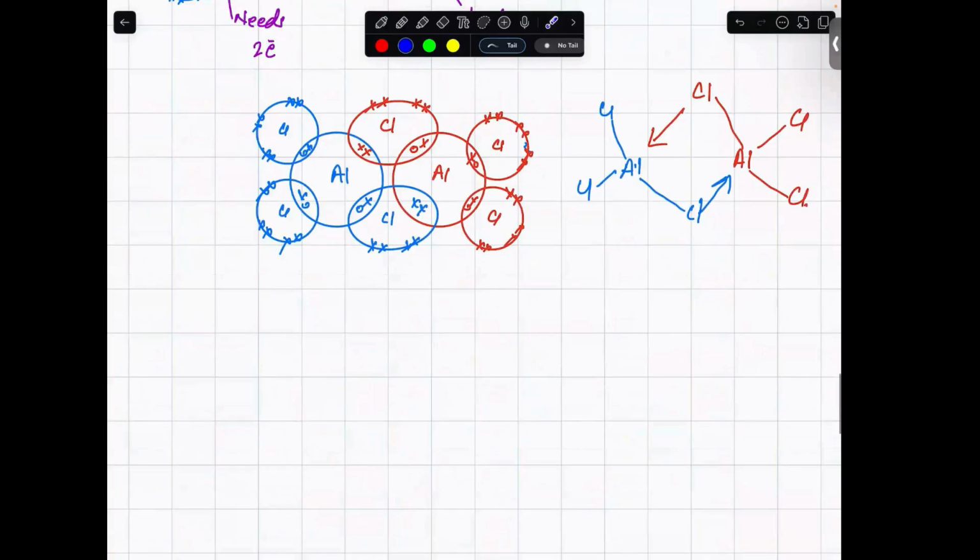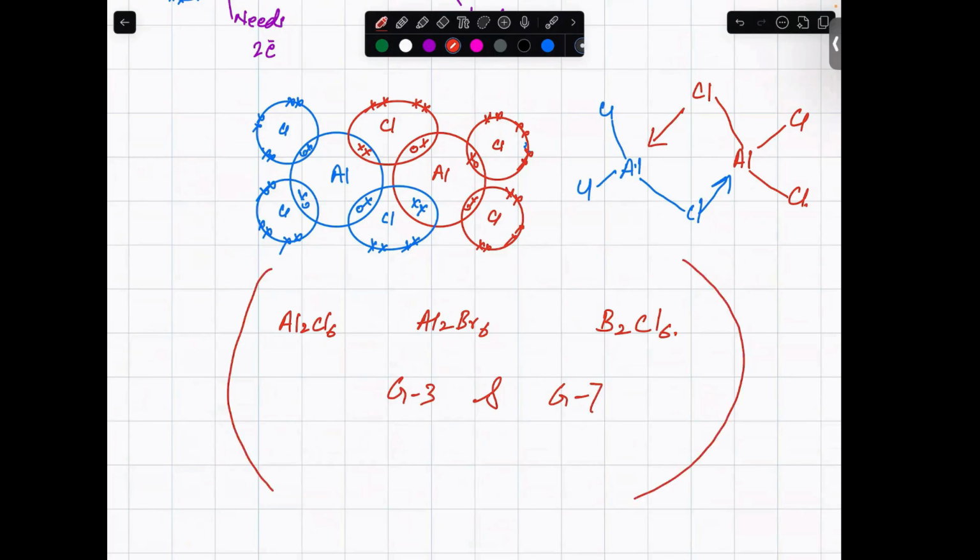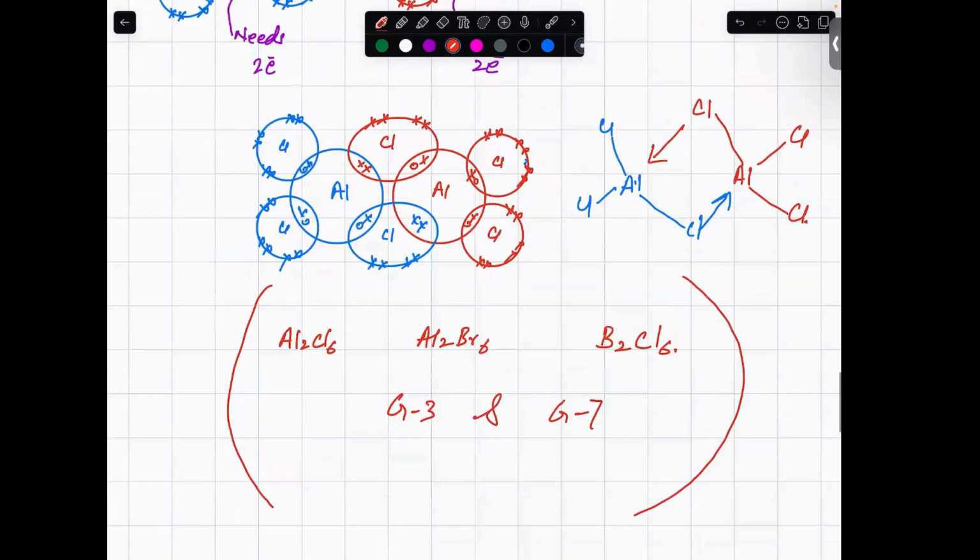And last, Al2Cl6, Al2Br6, B2Cl6, they're all possible, like group 3 and group 7. They can make such molecules. I hope you understand. You need to do the practice of all these.